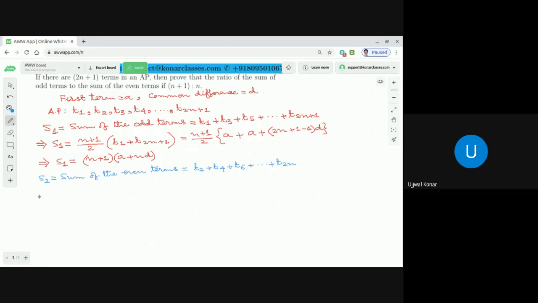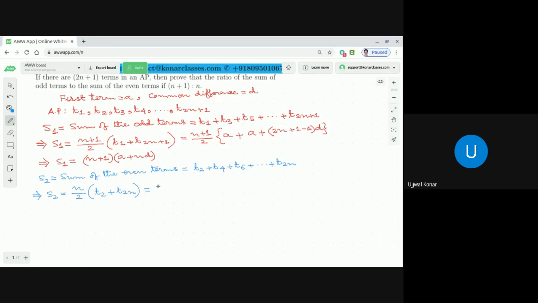So this implies, now how many even terms are there? Odd terms are already found to be n plus 1, and as the total number of terms is 2n plus 1, so definitely there should be n even terms, na? Did you get the point? Yes. So that should be n by 2 into T2 plus T2n. Correct or not?